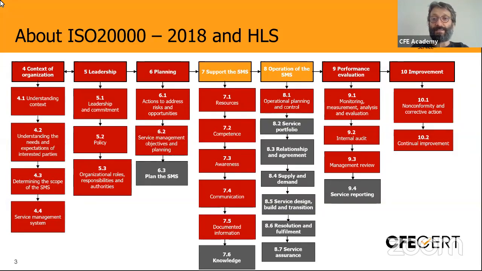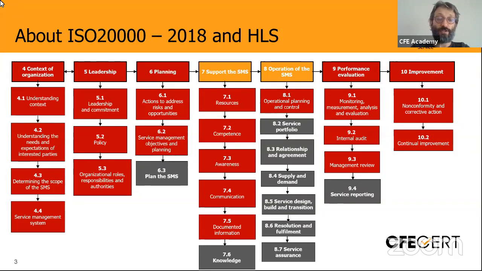So in that slide, the red boxes are the articles common to each of the different high-level structure-based standards. The gray boxes are the service management system specialized articles of the standard. And the most important part is Article 8, operation of the service management system, or in short, SMS. And most of the time we are going to speak about the operation.